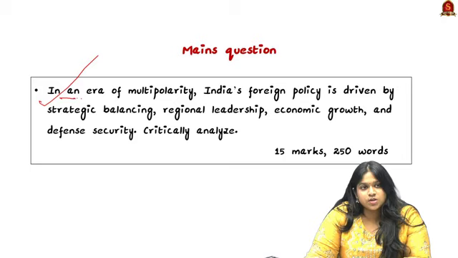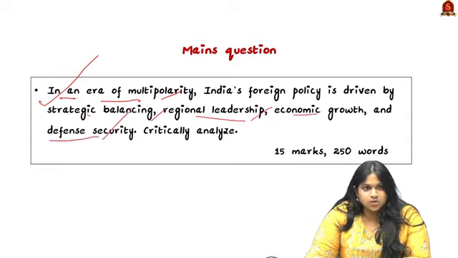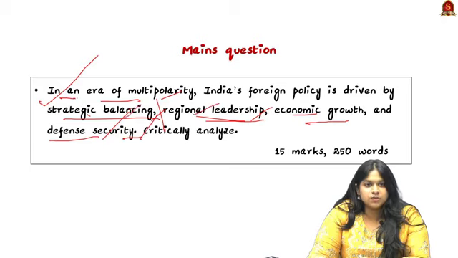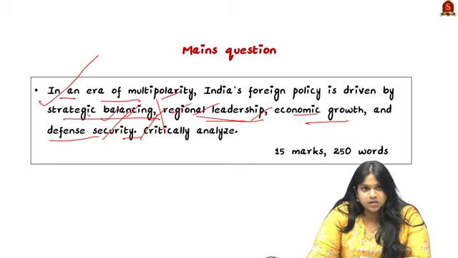So this is the question: in an era of multipolarity, India's foreign policy is driven by strategic balancing, regional leadership, economic growth, and defense security. So you should know that all of these are different sectors. So every one of these four sectors needs points which adhere to these perspectives along with examples. So critically analyze this question.